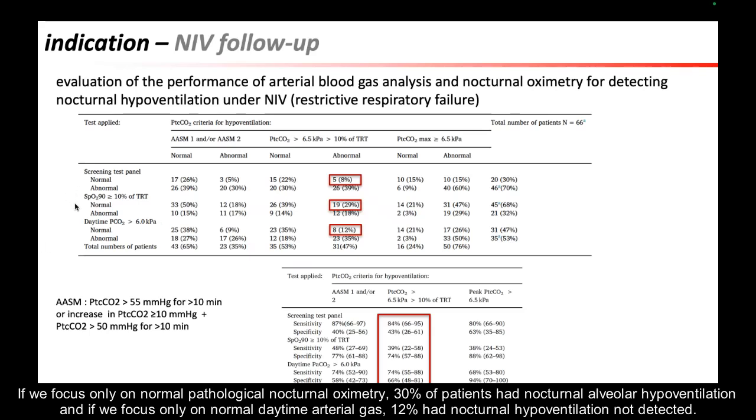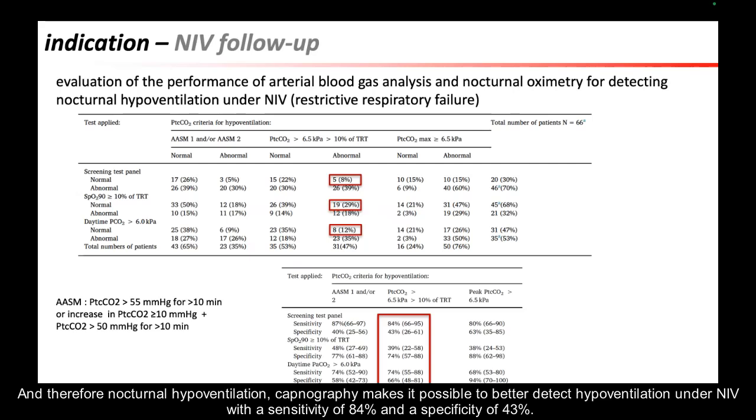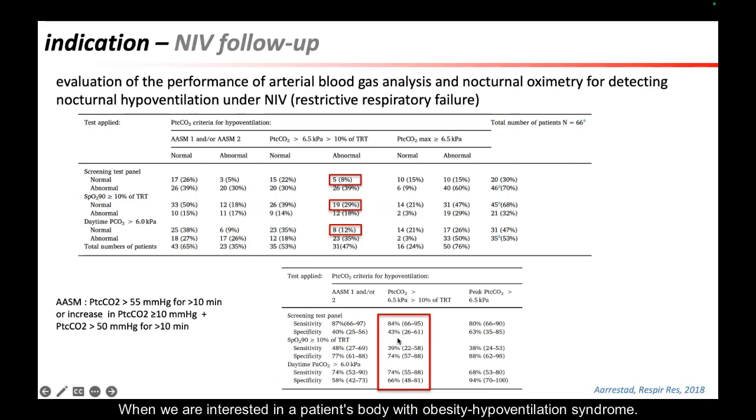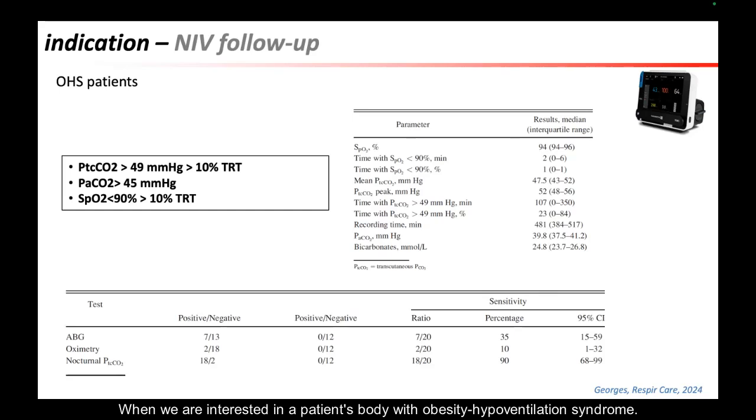If we focus only on normal nocturnal oximetry, 30% of patients had nocturnal alveolar hypoventilation, and if we focus only on normal daytime arterial gas, 12% had nocturnal hypoventilation not detected. And therefore nocturnal hypoventilation. Capnography makes it possible to better detect hypoventilation under NIV with a sensitivity of 84% and a specificity of 43%.